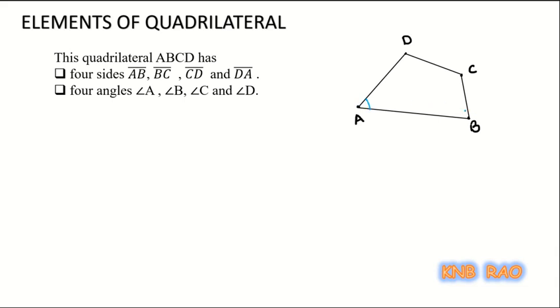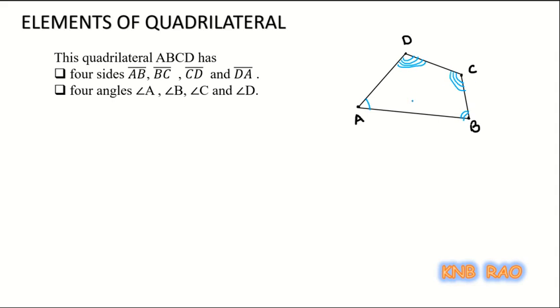That is angle A, angle B, angle C, angle D. Now, what is a diagonal? Let me explain.